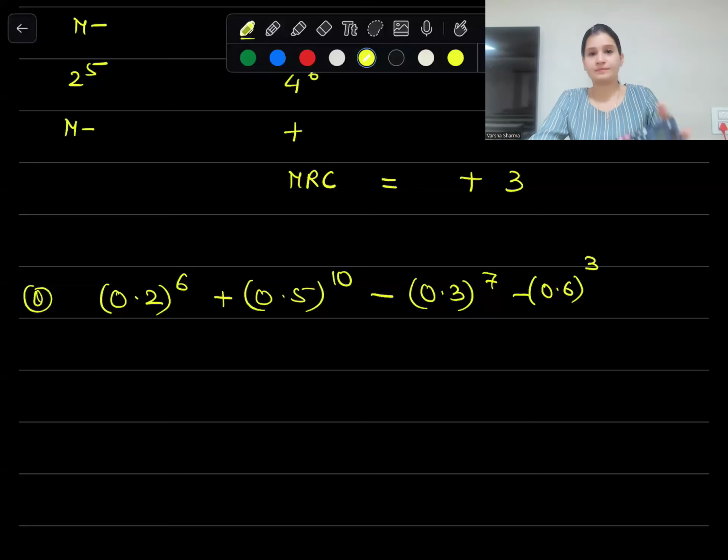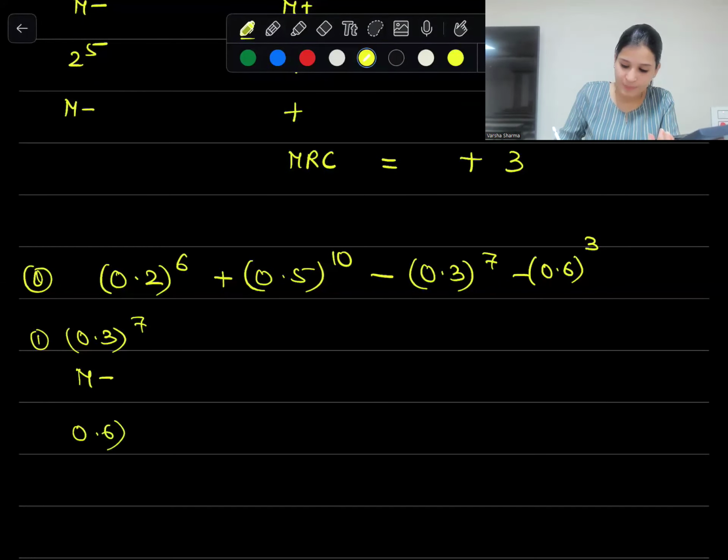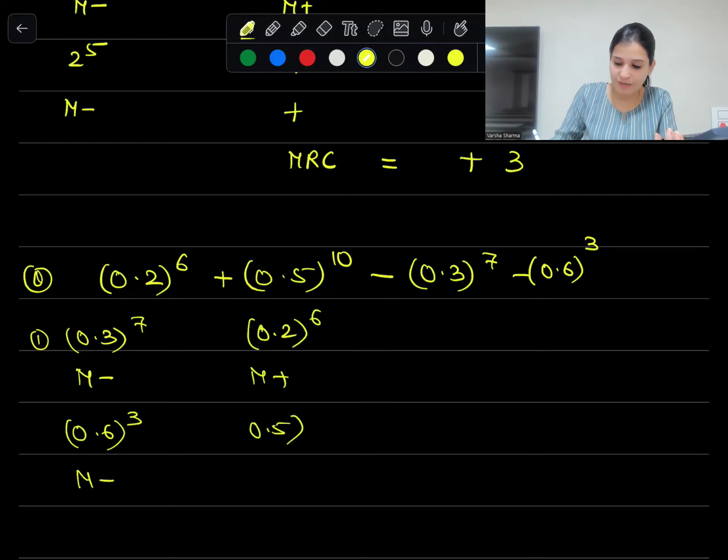Okay, let's see. What I'm going to do is calculate first 0.3 power 7 and store it as negative. Then 0.6 power 3, store it as negative. 0.2 power 6, store it as positive. 0.5 power 10, press plus, MRC, recalling it, and equal.